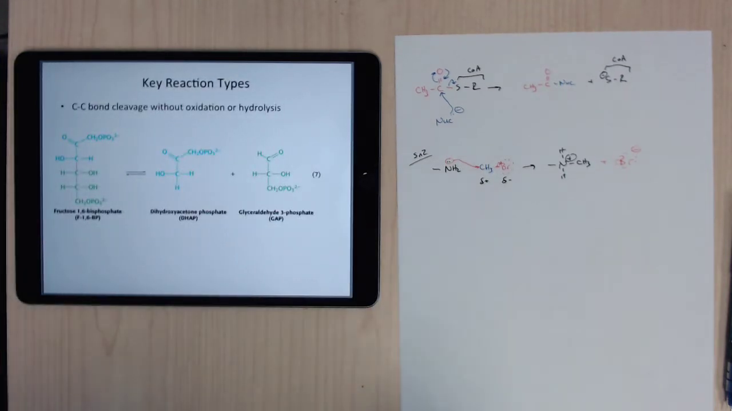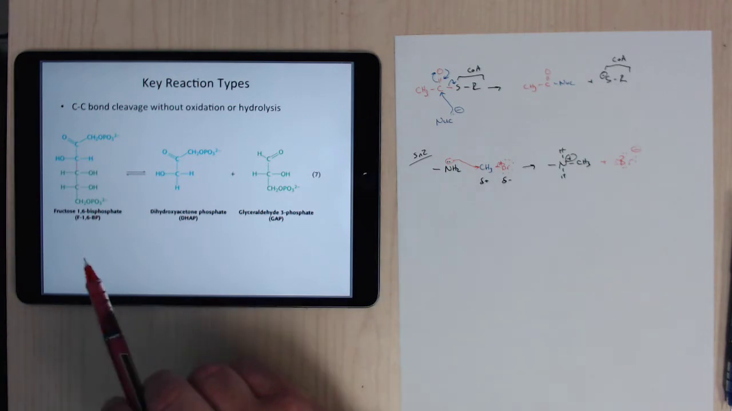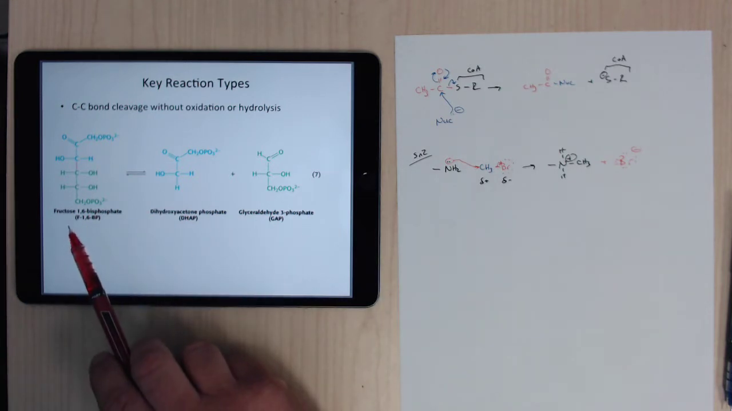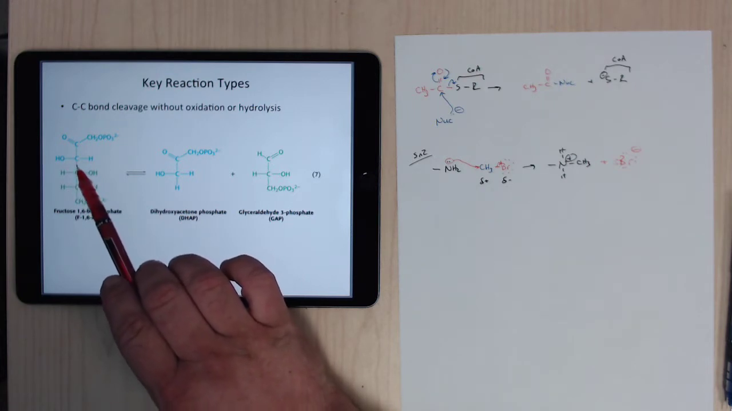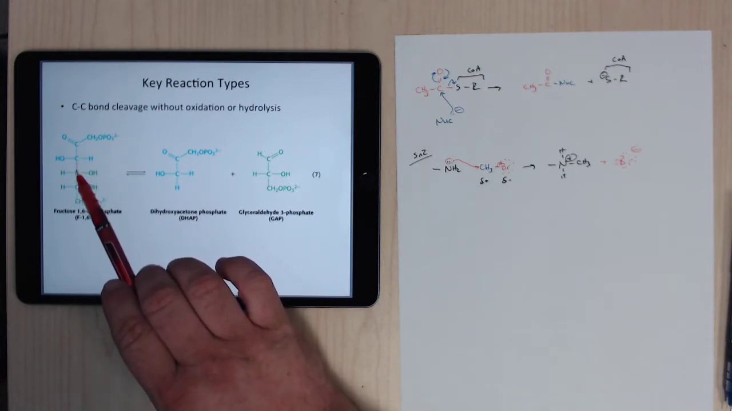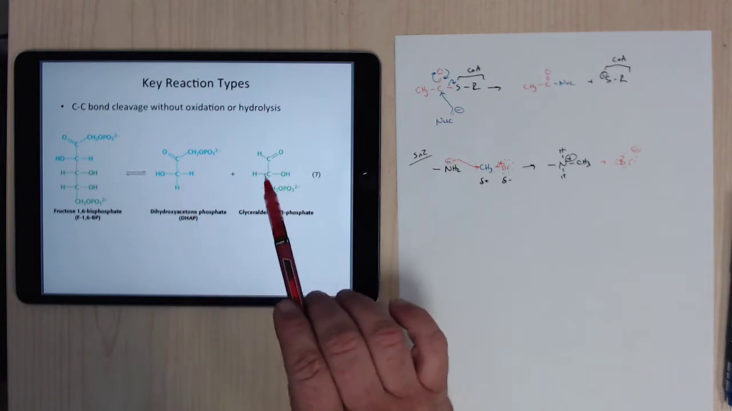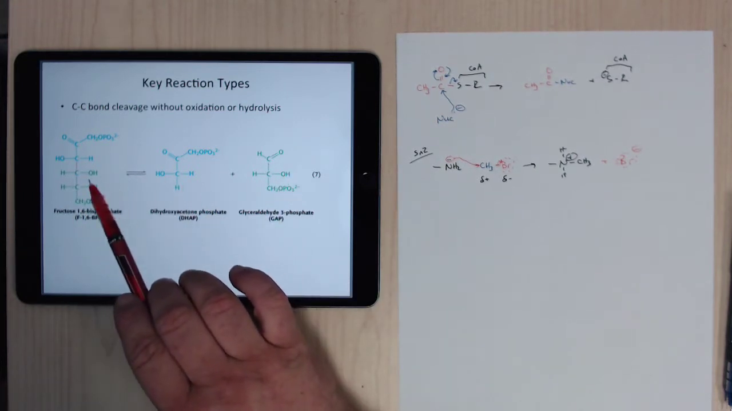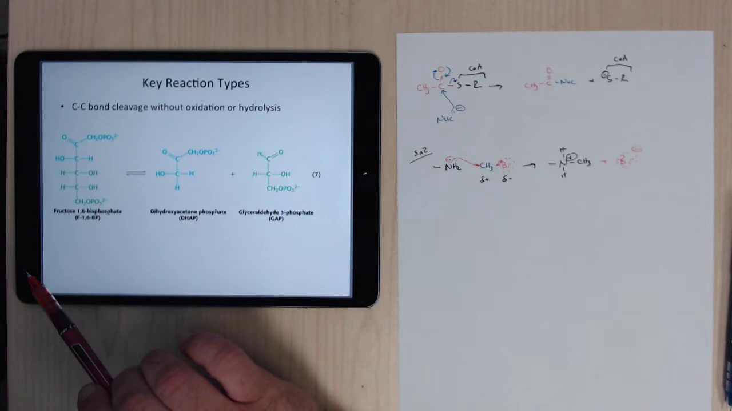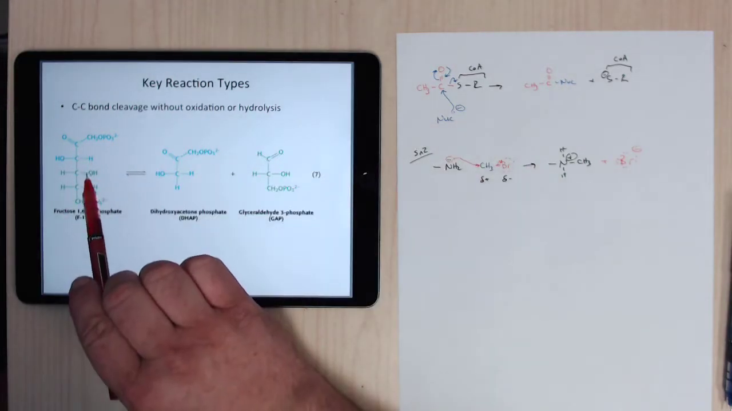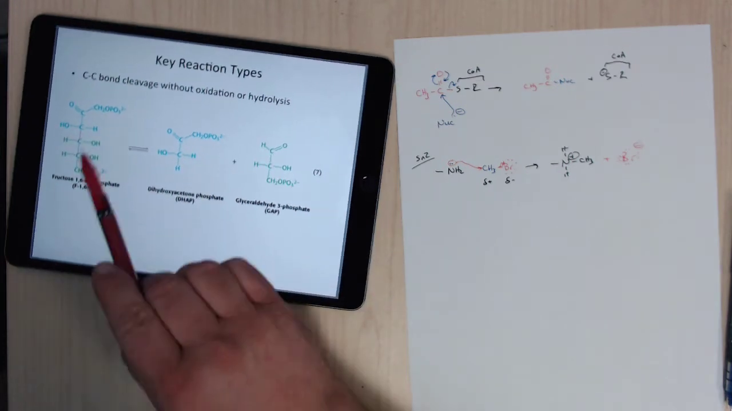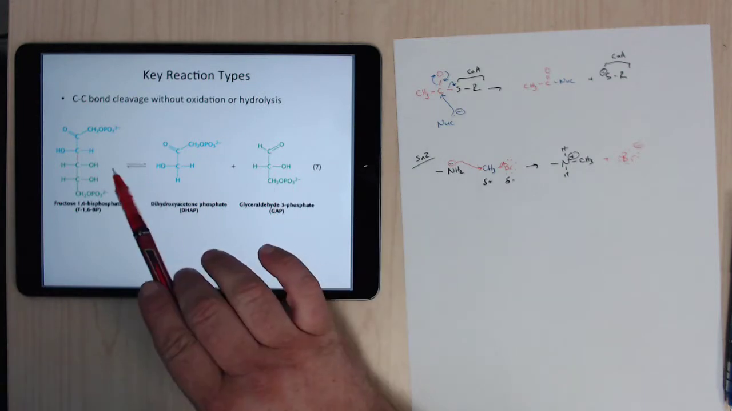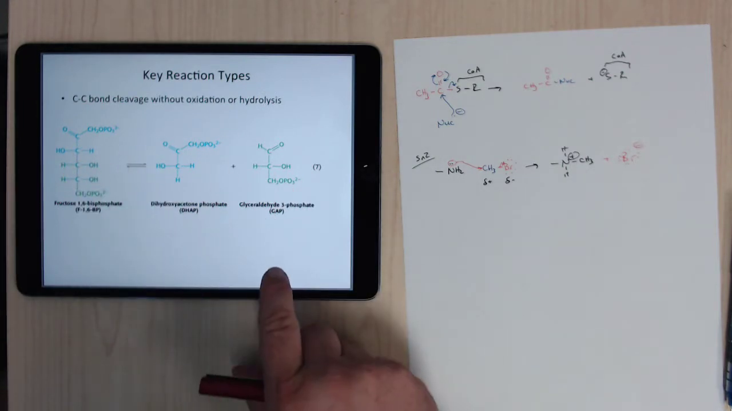You have cleavage reactions without oxidation, stuff like that. We'll talk about this in the next chapter, where you simply break the bond here and you add hydrogens across it. Well, you do get one here, so I guess you do get an oxidation there, but anyway, so you can get a cleavage reaction, something like that.